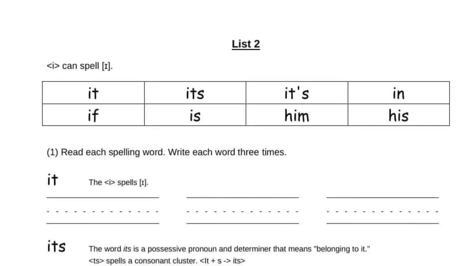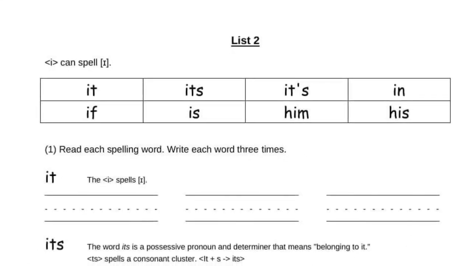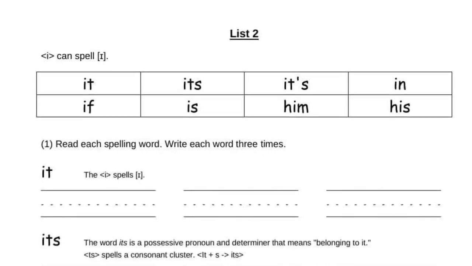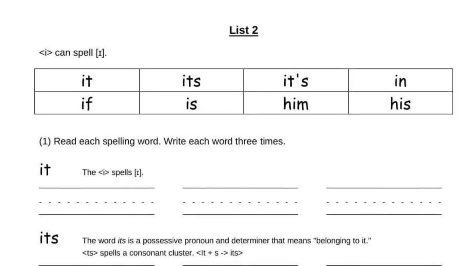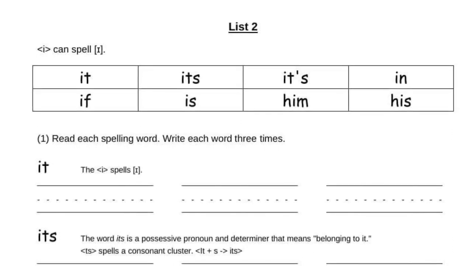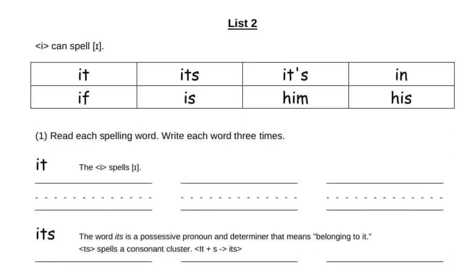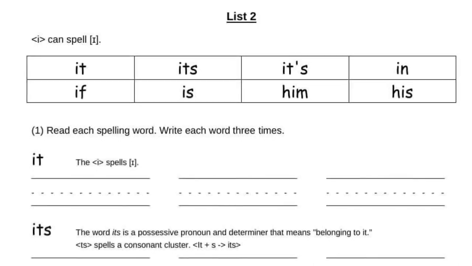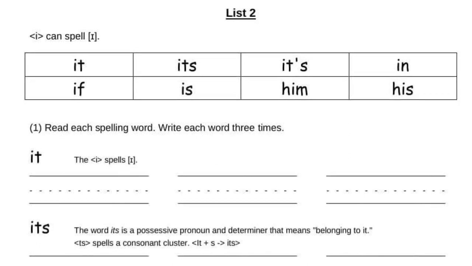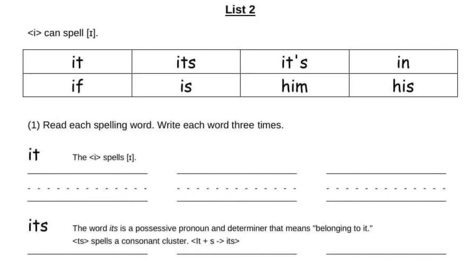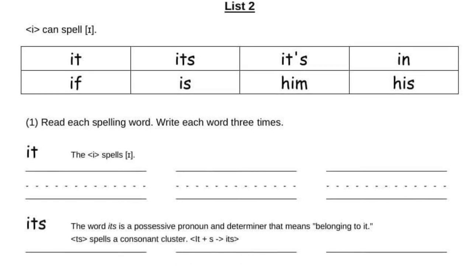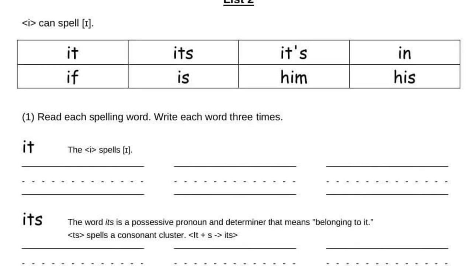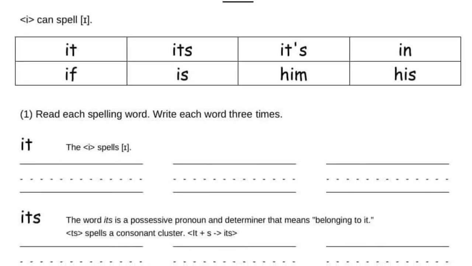While using Teach a Student to Spell Level 1 with my students, I begin by reading the information at the beginning of each list aloud. For example, for List 2, I say to my student, "This list has words in which the grapheme I can spell I." I then have the student read the words it, its, in, if, is, him, his. We talk about how every I in each of these words spells I.